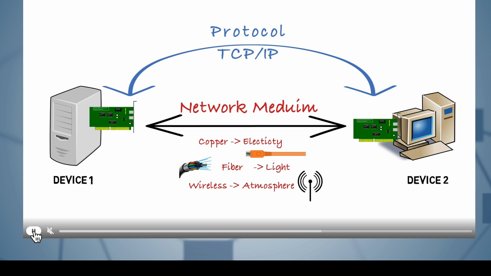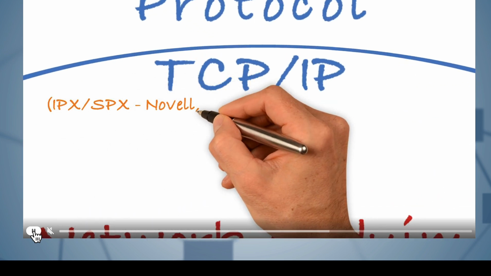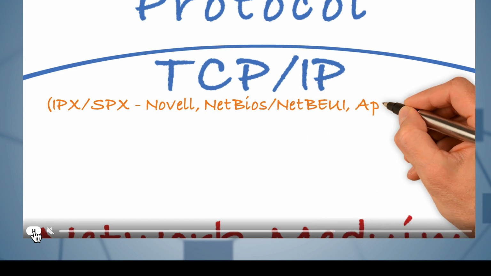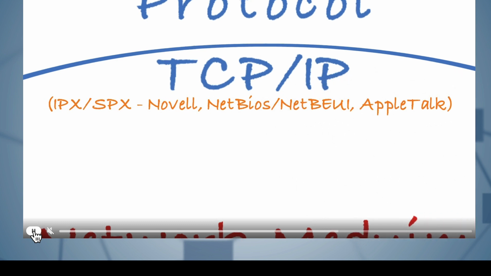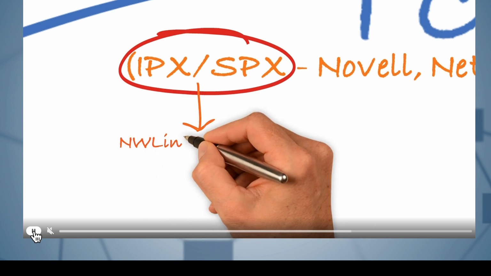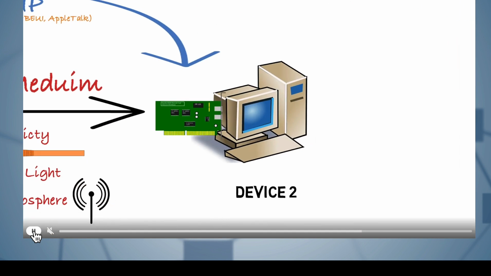Now, TCP/IP is pretty much the default standard of protocol communications. Other protocols that were in existence, there was IPX/SPX by Novell, NetBEUI, NetBIOS, and AppleTalk. And Microsoft had basically taken IPX and SPX and created their own version of it called NWLink. But what we need to know is TCP/IP is the main protocol.